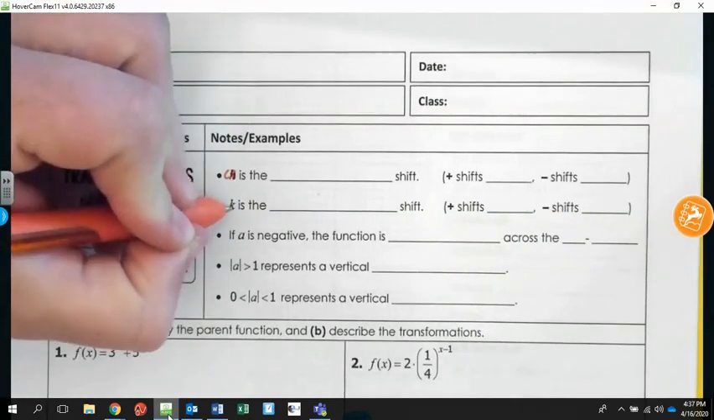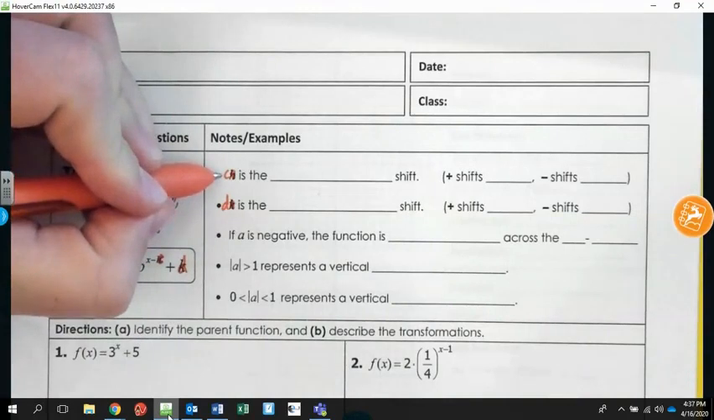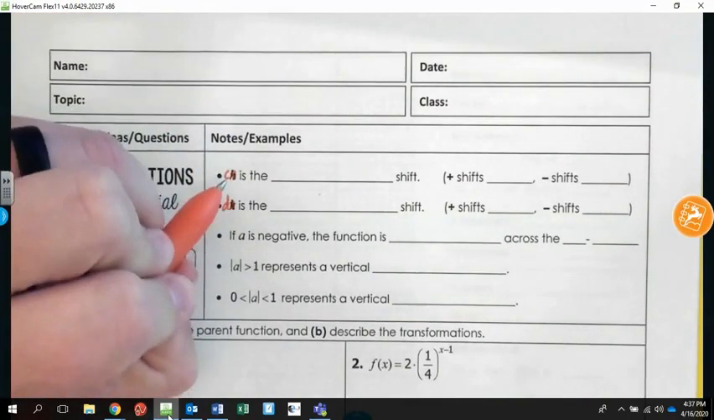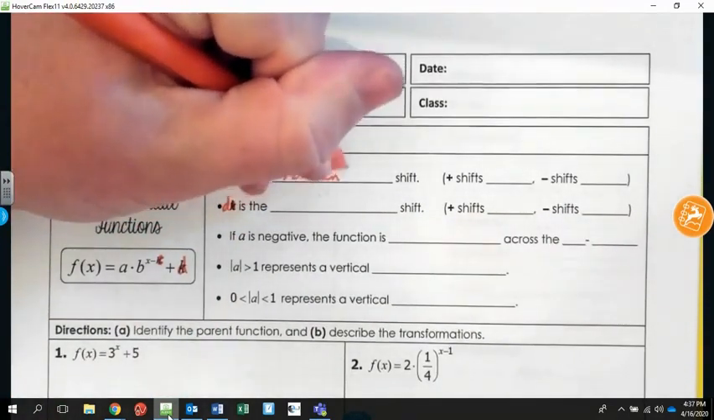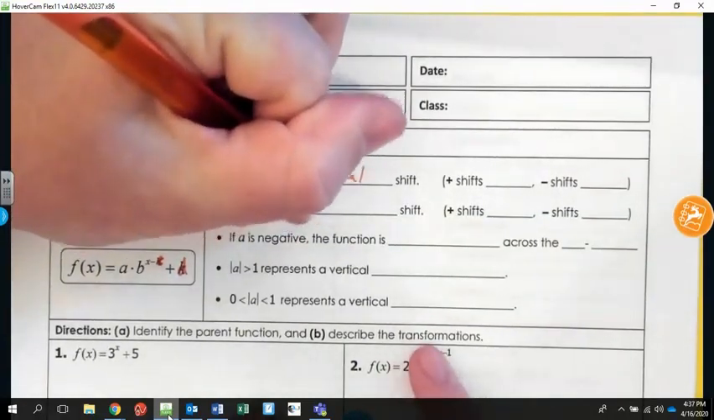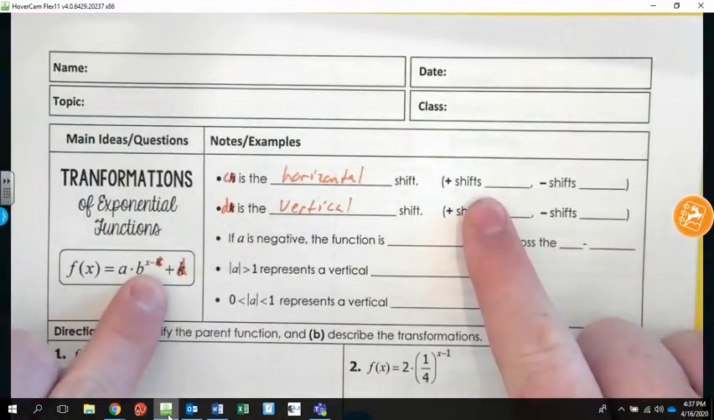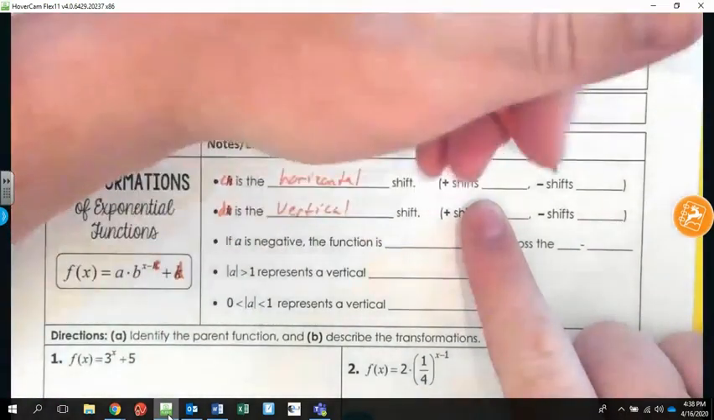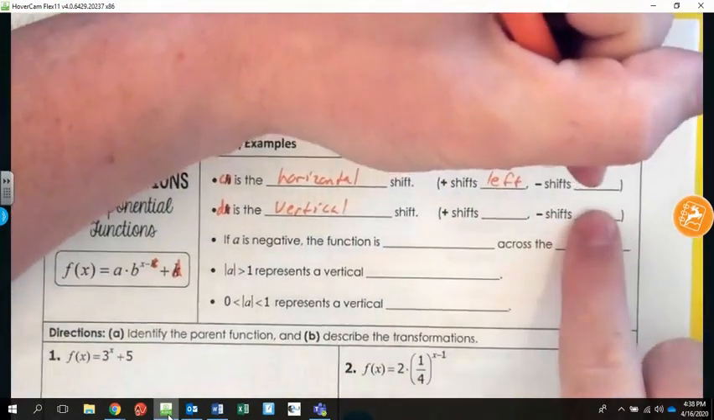Where there's a K, we're going to put D for the horizontal shift and the vertical shift. So when we see this right here, C is the horizontal shift. D is the vertical shift. Okay, when the C value is positive here, it shifts to the left. When it's negative, it shifts to the right.